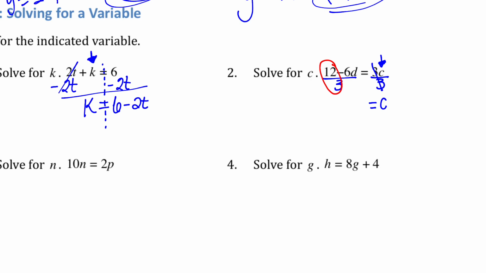What 12 divided by 3 is? Not 2. 12 divided by 3 is 4. Okay, negative 3d divided by 3. What is that?